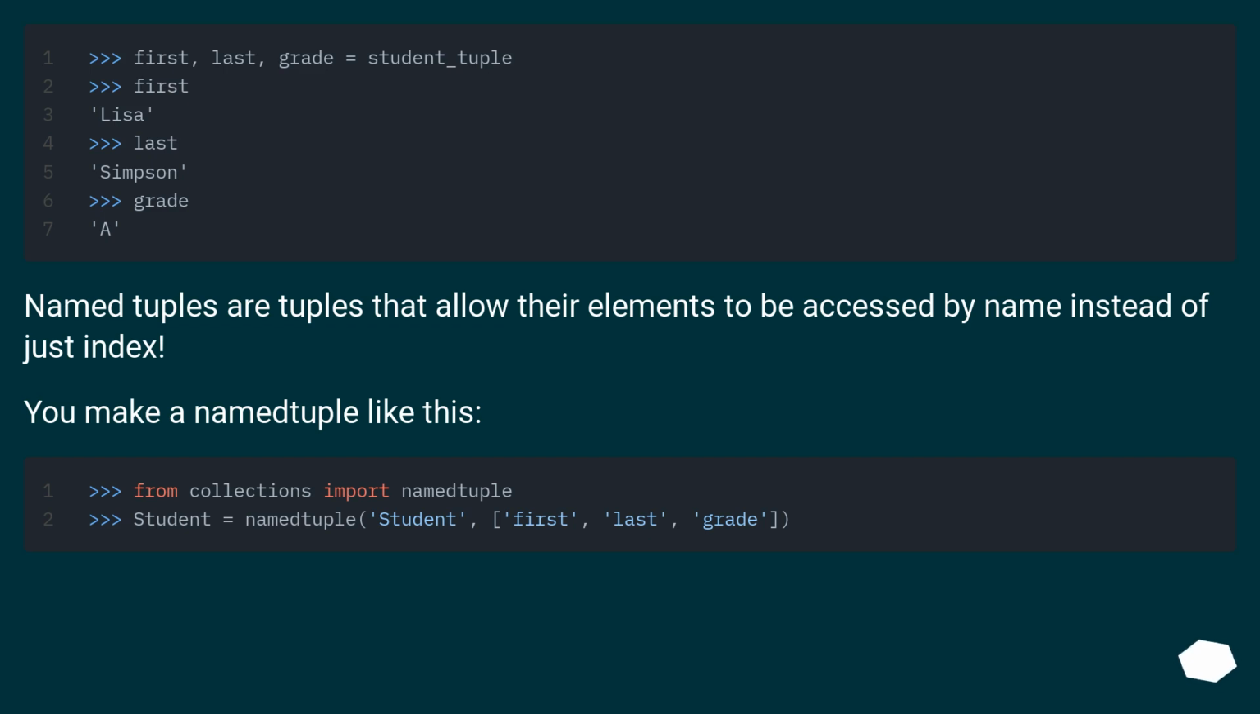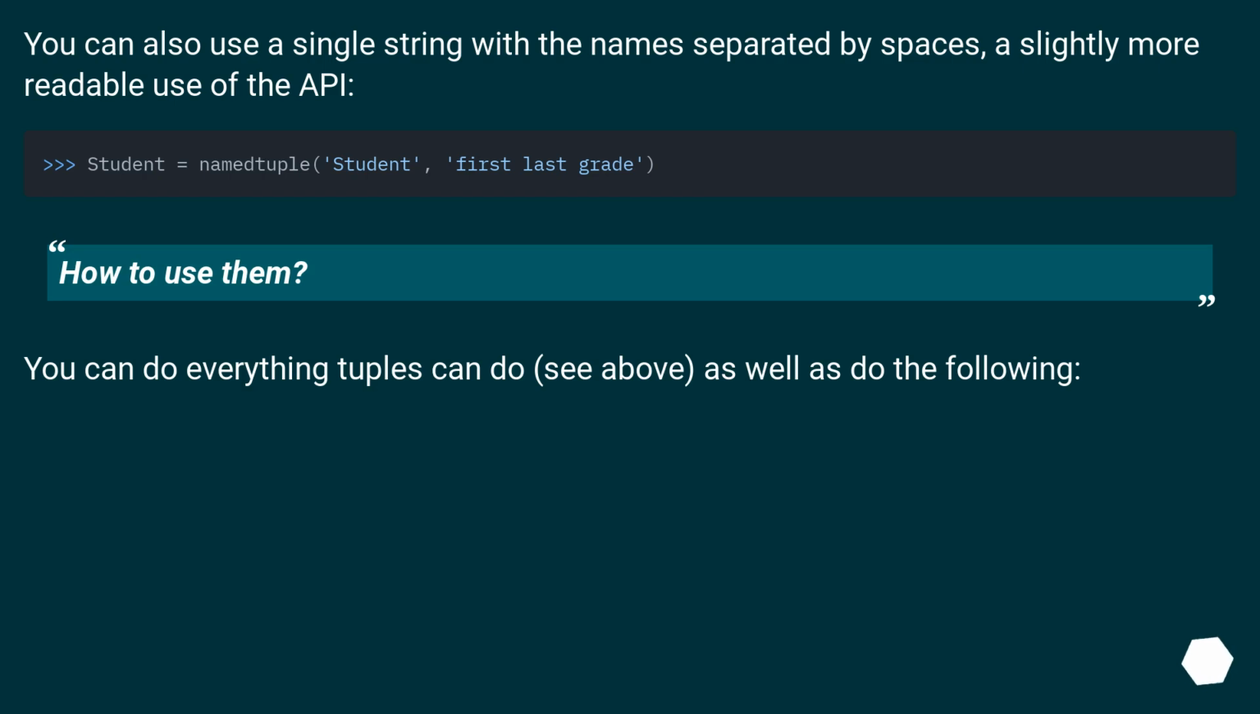Named tuples are tuples that allow their elements to be accessed by name instead of just index. You make a namedtuple like this. You can also use a single string with the names separated by spaces, a slightly more readable use of the API. How to use them? You can do everything tuples can do, see above, as well as do the following.